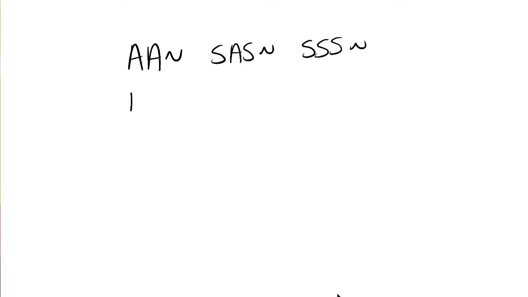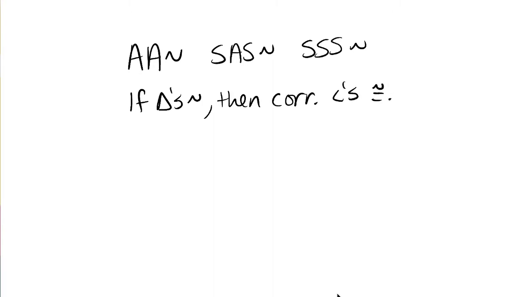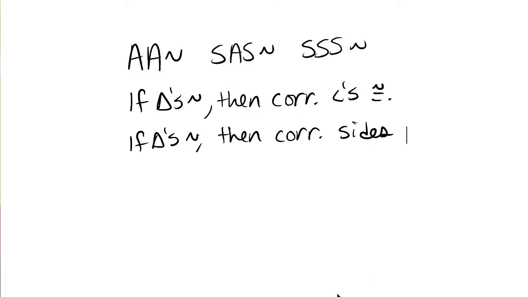We can either say if triangles similar, then corresponding angles congruent, or we can say if triangles similar, then corresponding sides are proportional. Because when your figures are similar, the sides are not congruent, but you can write a proportion with them.